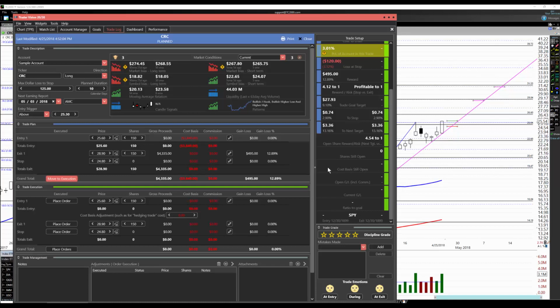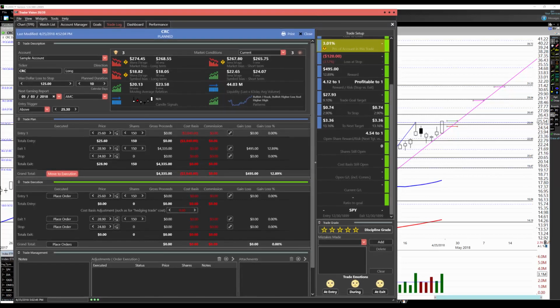The last section down here is where you're grading your trade. And this is where you turn the spotlight on yourself and what you've done. Grade your discipline, out of 5 stars, how much discipline did you exhibit? Did you trade the plan exactly as you had planned it, or did you get scared and modify things midstream?